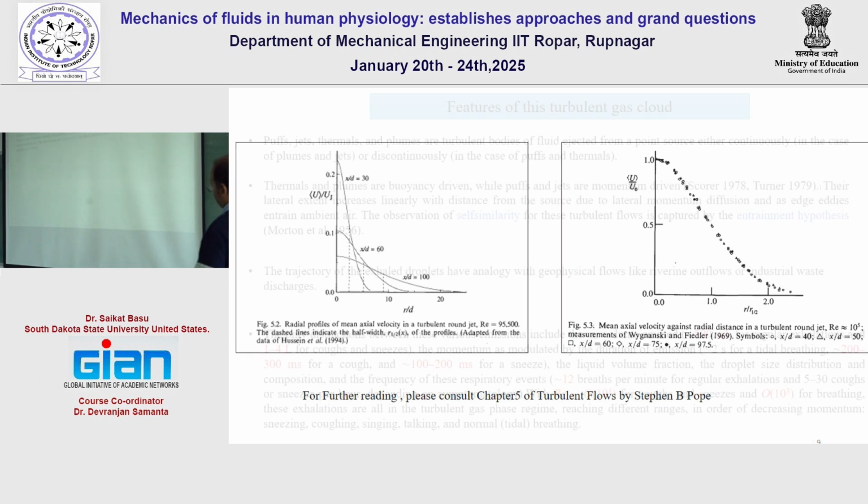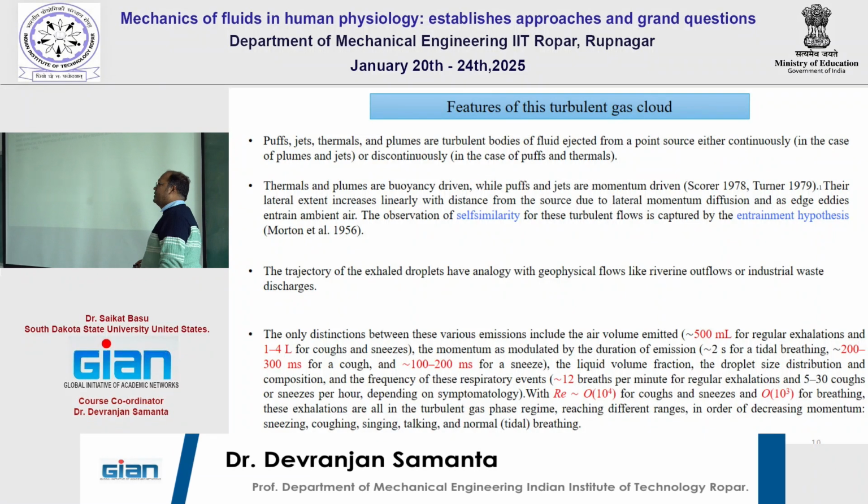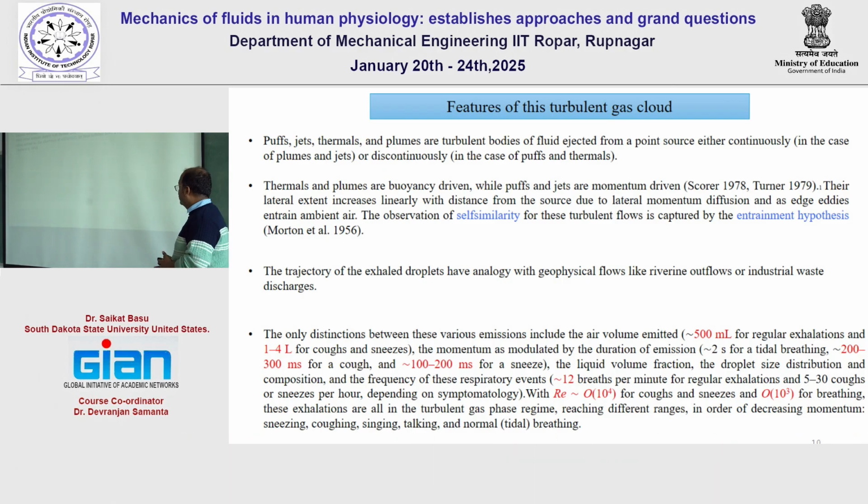So this turbulent gas cloud, like coughing or sneezing, if we don't keep in mind the biological aspects, is known as turbulent puffs or jets. In the context of geophysical flows, such as a volcanic eruption, those are called turbulent plumes. Or in the seabed, sometimes there are geothermal vents, holes through which hot gases emerge. Those are called thermals and plumes. And you can see the thermals and plumes are also driven by puffs and jets, and are momentum driven.